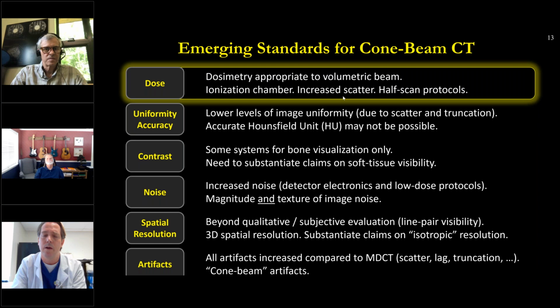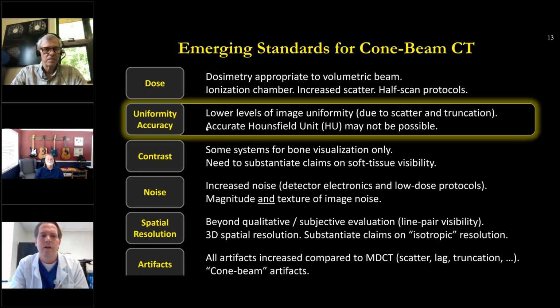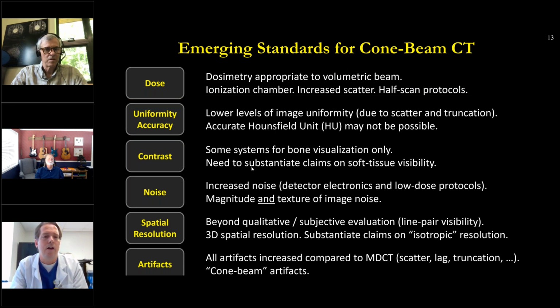It needs to properly measure the increased scatter contributions to the dose, and has to accommodate half scan protocols and other orbits of the source and detector. It's not just a circular helical scan all the time. Levels of uniformity and accuracy tend to be lower in cone beam CT due to some of the factors that we just mentioned, Elliot, and the accuracy of Hounsfield units may not even be possible in some systems, and probably isn't nearly as standardized for cone beam systems.